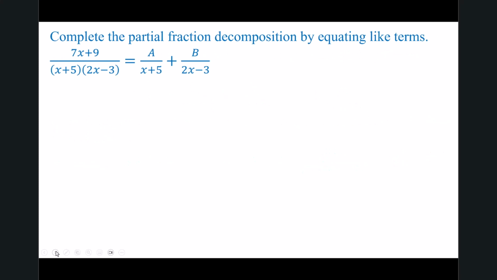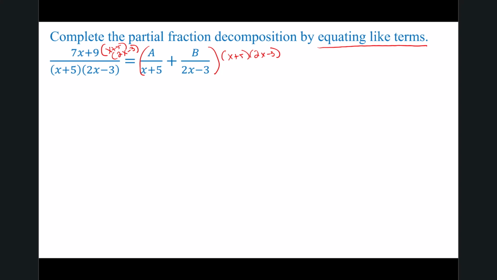Let's try that. We're going to use 2 different methods. This first method will be equating like terms, and to do that, we'll solve a simple system of equations. So I've set up the partial fraction decomposition like we did on the last slide. Now I need to clear the fractions. Your first step will always be to clear the fractions. So I'm going to multiply both sides of the equation by that common denominator, which is x plus 5 times 2x minus 3. I'm also multiplying this side by x plus 5 times 2x minus 3.